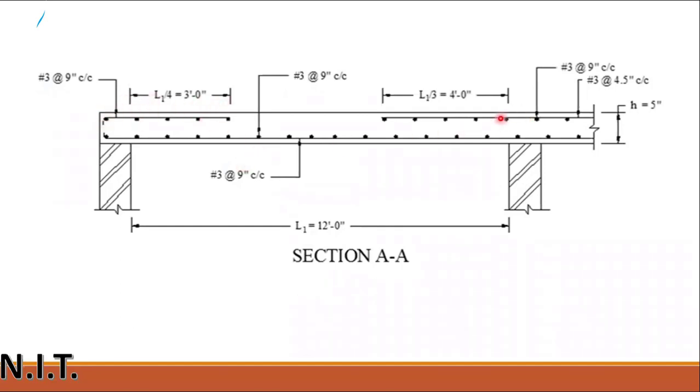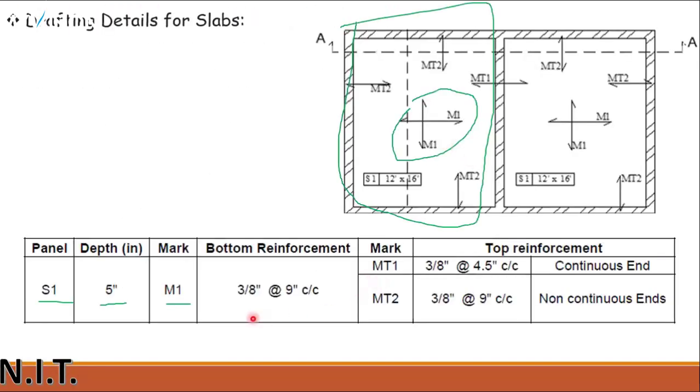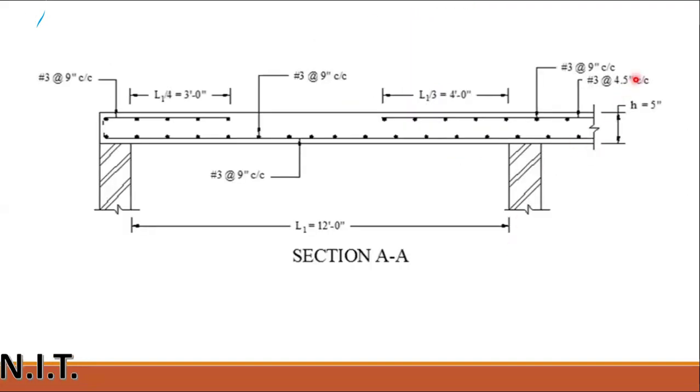On the other side it is also L, the continuous end, the center part. L divided by 3 is equal to 4 feet, and the top reinforcement is again the same, number 3 at the rate of 9-inch center to center. In the other direction, as I told you, this is the continuous part, and the steel reinforcement at the continuous end will be number 3 at the rate of 4.5-inch center to center. So that's why it is marked here. Clear? This is all done.